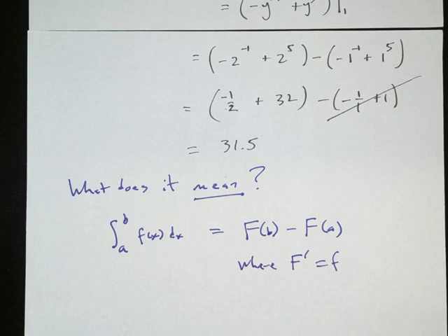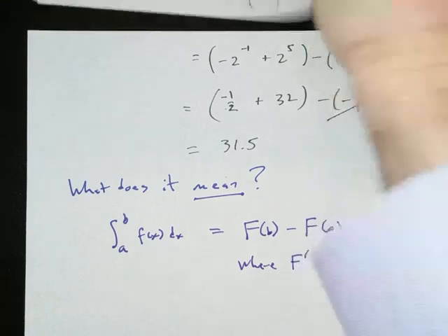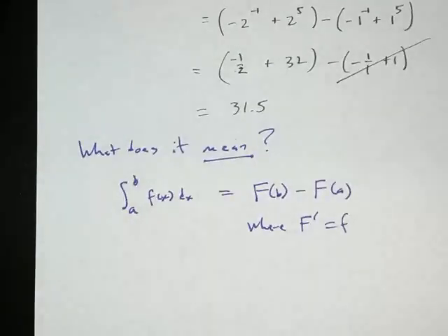So that's what the fundamental theorem of calculus tells me. The integral from a to b of little f of x dx is capital F of b minus capital F of a, where capital F is an antiderivative of little f, or where capital F's derivative is f. The derivative of distance is velocity. So when I integrate velocity, I get change in distance.